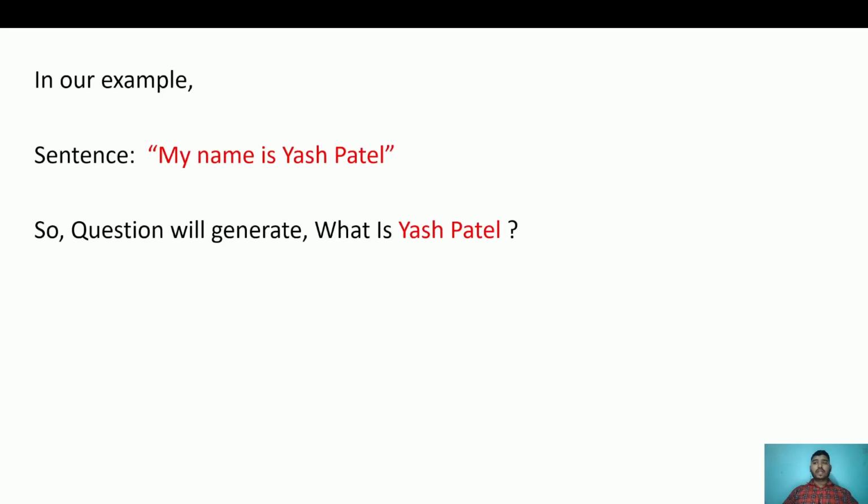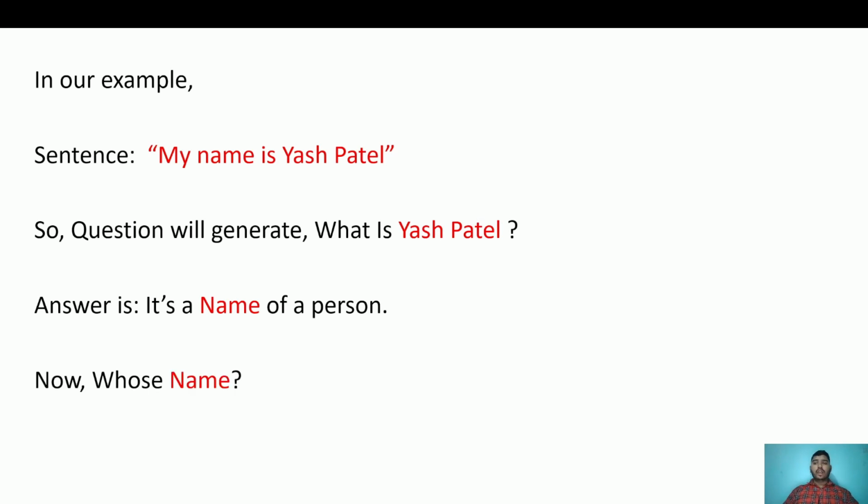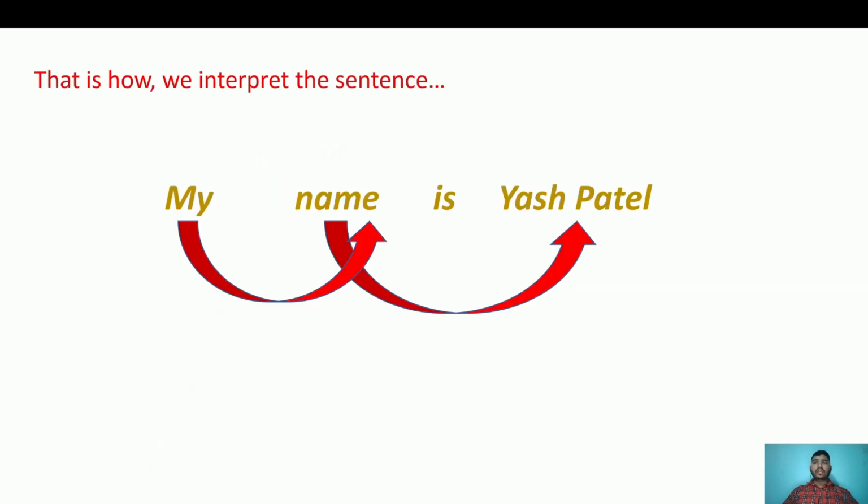In our example, suppose the sentence is "My name is Yash Patel." So the question will arise: what is Yash Patel? The answer is, it's the name of a person. Now whose name? The answer is "my." So that's how we interpreted the entire sentence.